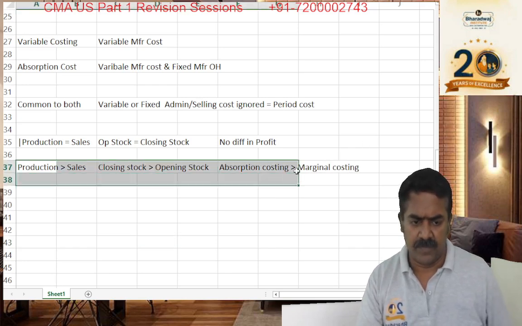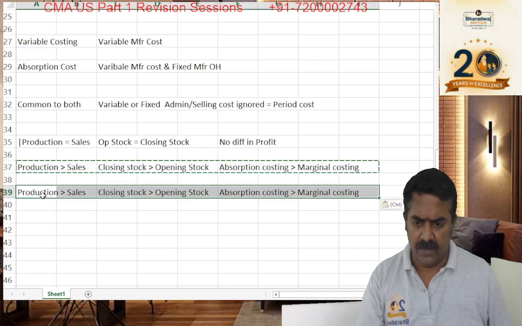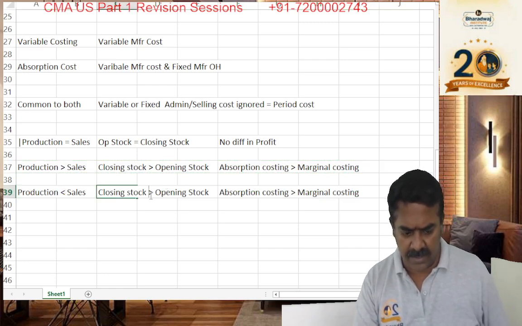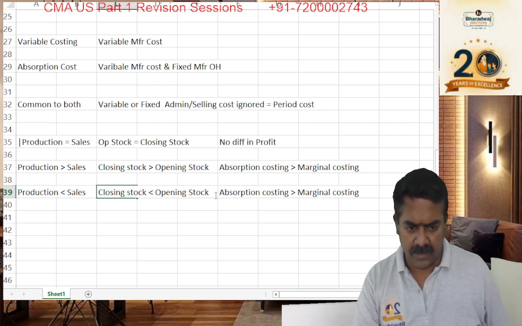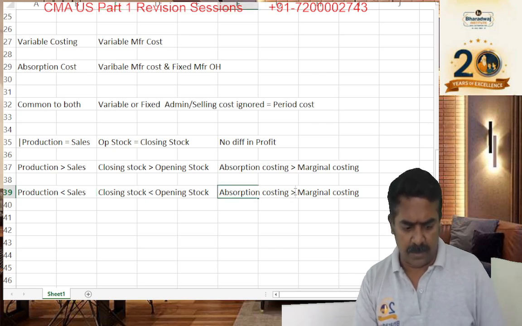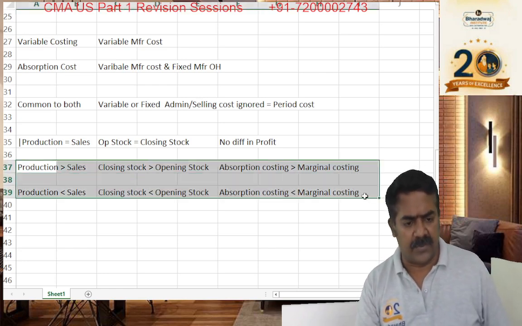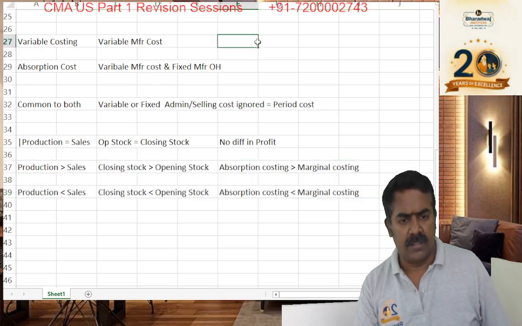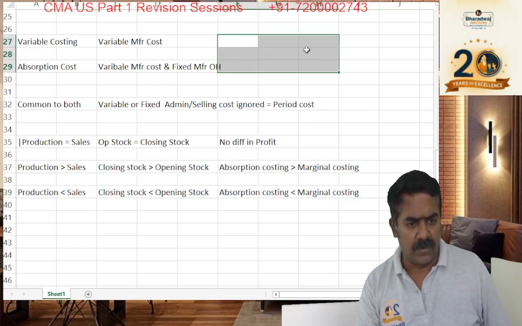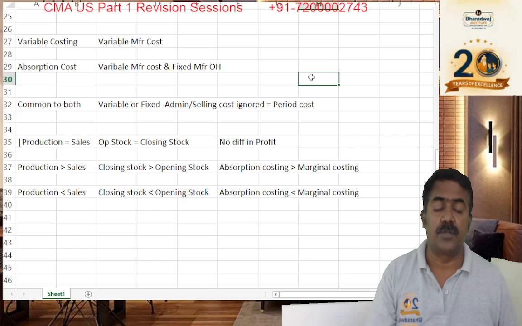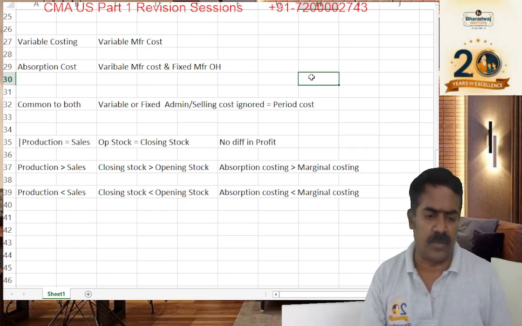Then if it is otherwise, production is less than sales, or you can say closing stock is less than opening stock, then which will have more profit? Absorption costing will have more profit than which costing? Marginal costing. The difference arises due to which one? Fixed manufacturing cost. Difference arises due to only fixed manufacturing cost.